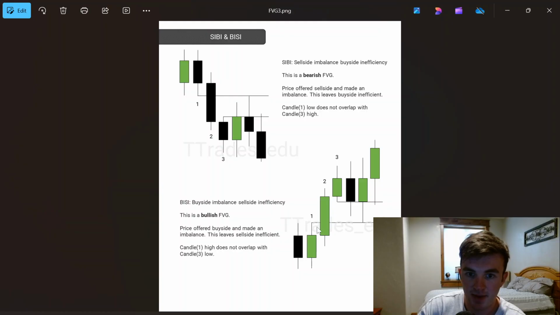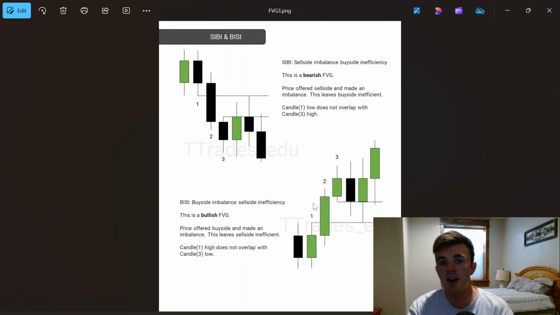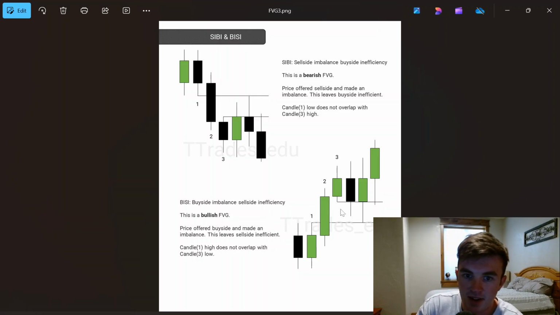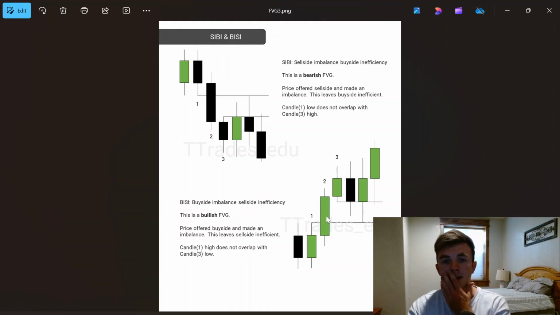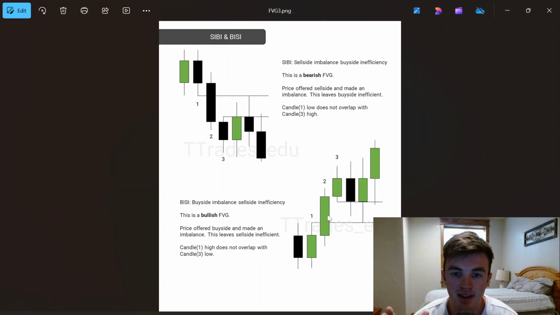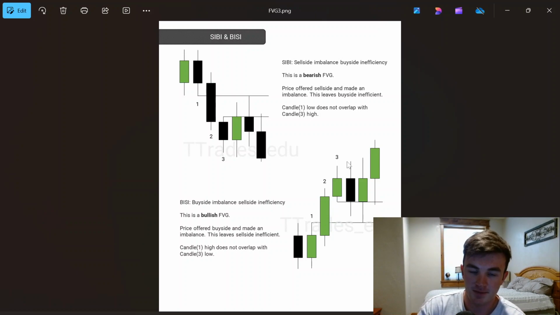You have this three candlestick pattern where there's a high of one candle and a low of the candle after, and there's this empty area which represents imbalance in price, representing basically an area that price will likely come back to because it's an area between highs and lows that has a high probability of supporting price. So you can see that in this example, price comes up, pushes back into the fair value gap, and then continues higher.